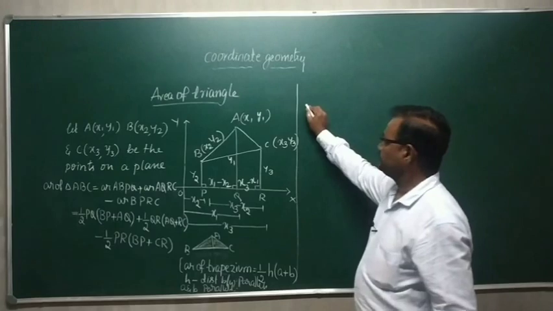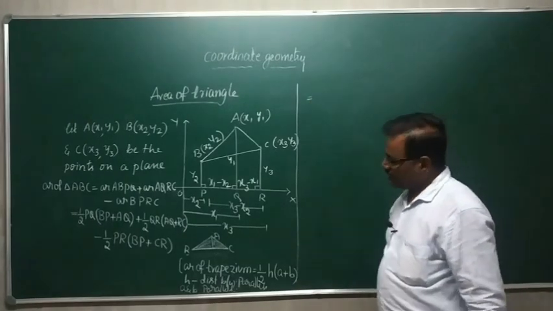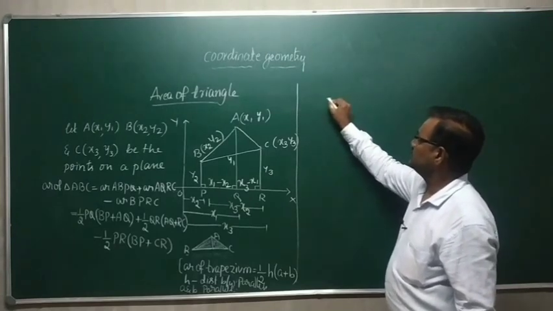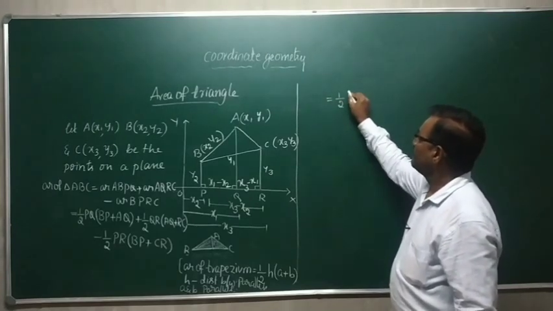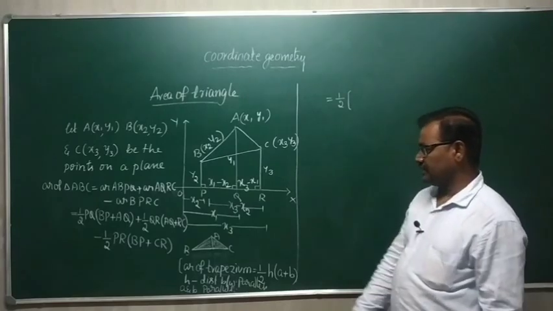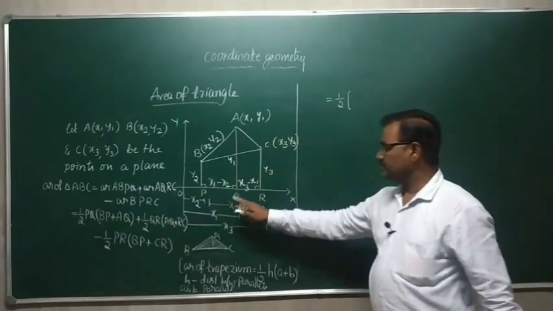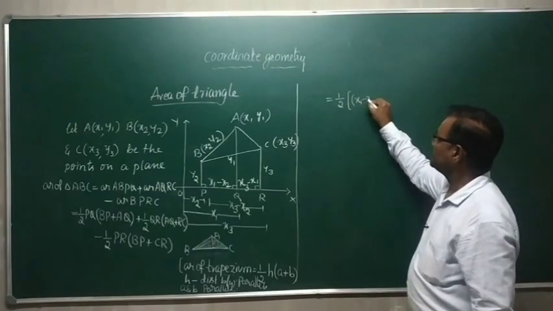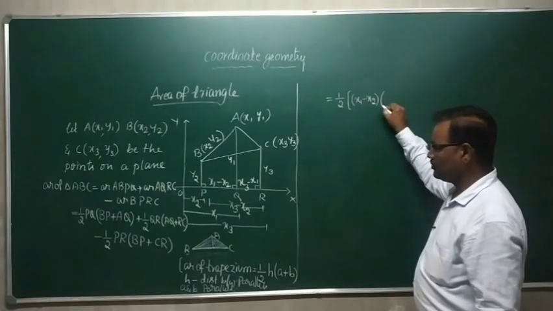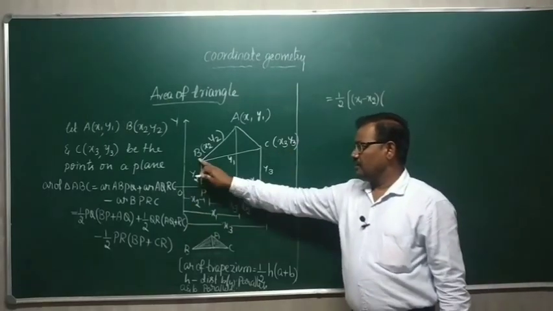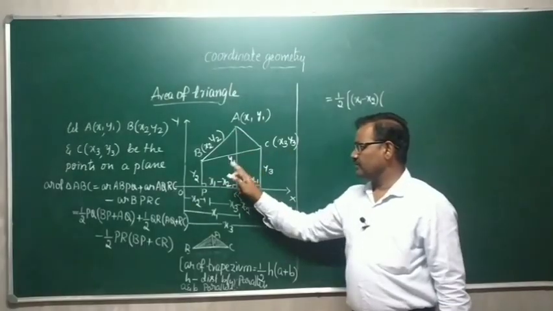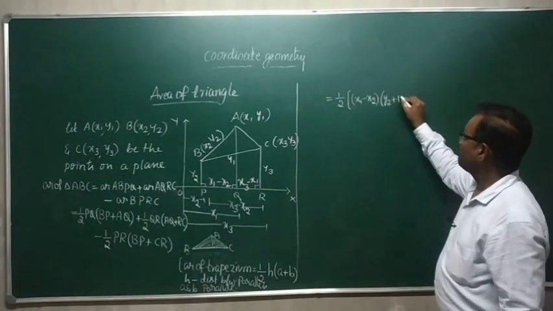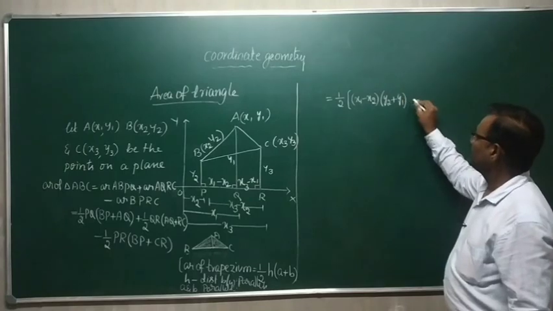Yes, observe now. When you observe all the things, half, that is 1 by 2, is a common factor. What is the PQ length here? x1 minus x2, put it in bracket, (x1 minus x2) into, according to that, BP is y2, AQ is y1, so (y2 plus y1).